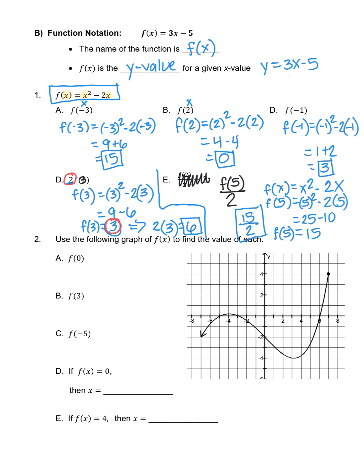Okay, number 2, use the following graph of f of x to find the value of each. So here we have f of x. Instead of f of x, we have f of 0. Remember, this is our x value, 0 is our x. So we will take that 0 and look at that 0 on the graph. Let me see if I have a pointer I can use. Oh, yep, here we go. So let's find 0 on the graph, which is right here.